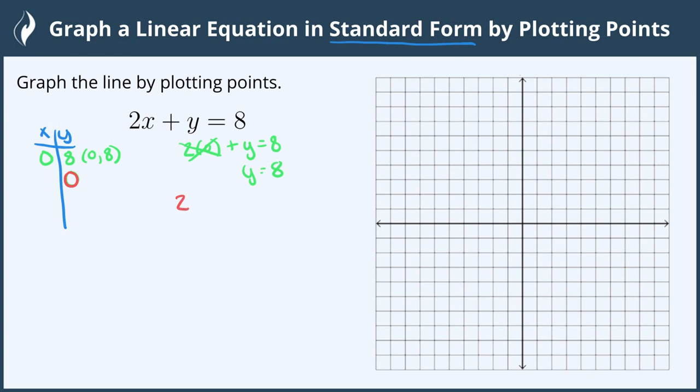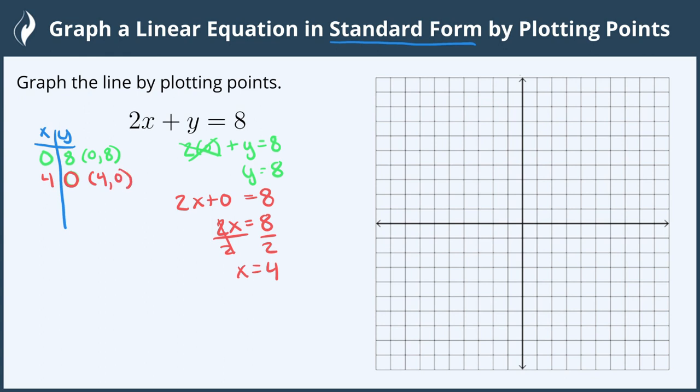So we get 2x plus 0 equals 8. 2x plus 0 is just 2x. So we have 2x equals 8. Divide both sides by 2, and we're left with x equals 4. So we fill in our chart with 4, and we can write the ordered pair (4, 0).